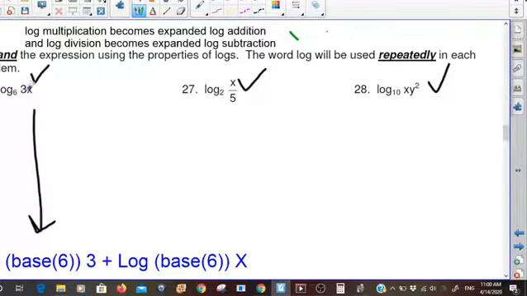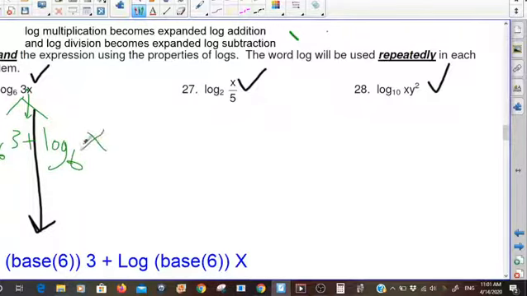that this is a times symbol, multiplication. So those two are being multiplied. So we're going to expand it, right? Then you get log base 6 of 3, and then multiplication becomes addition, and then you get plus log base 6 of x.